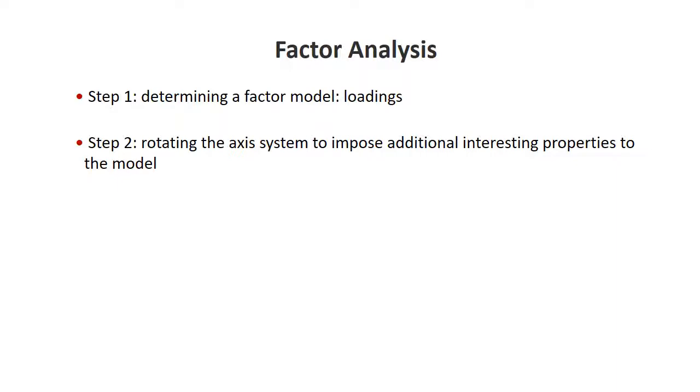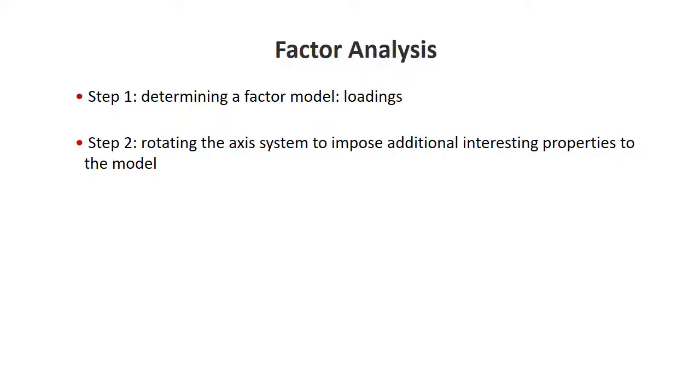So this also means now that a standard factor analysis will consist of 2 steps. The first one will be determining some kind of a factor model, meaning determining the loadings. Then, of course, knowing that those loadings are not unique, we'll have to do a second step, which is rotating the axis system to impose some additional interesting properties.